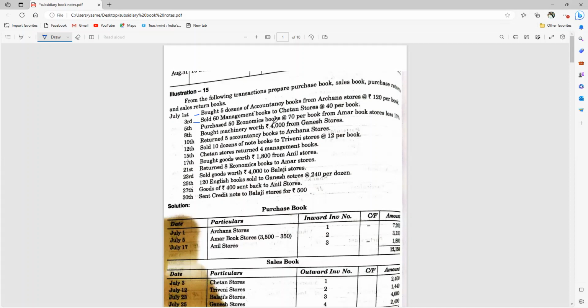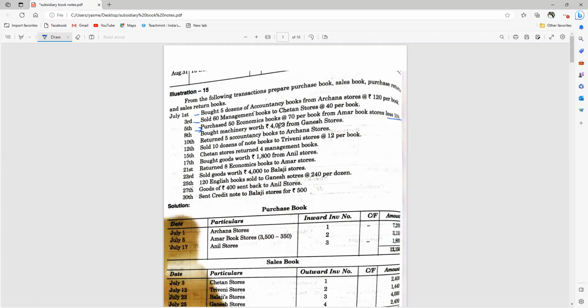Next, purchase 50 economics books at 70 per book from Amar bookstores, less 10%. Less 10% here is a trade discount. That trade discount we need to record in the purchase book.